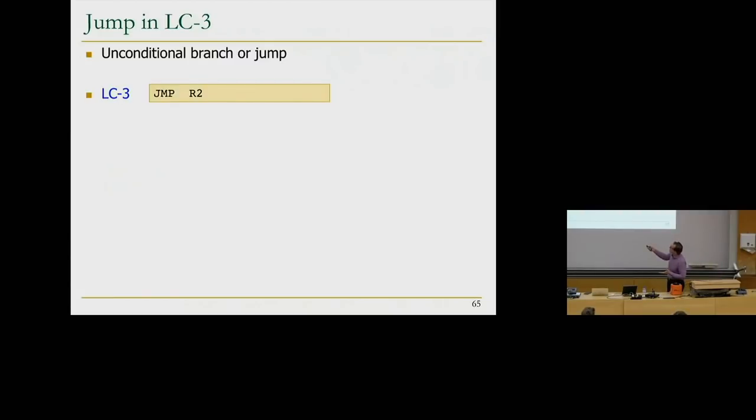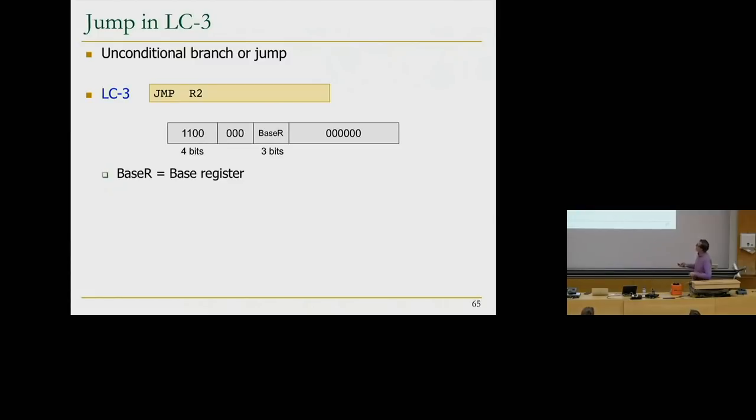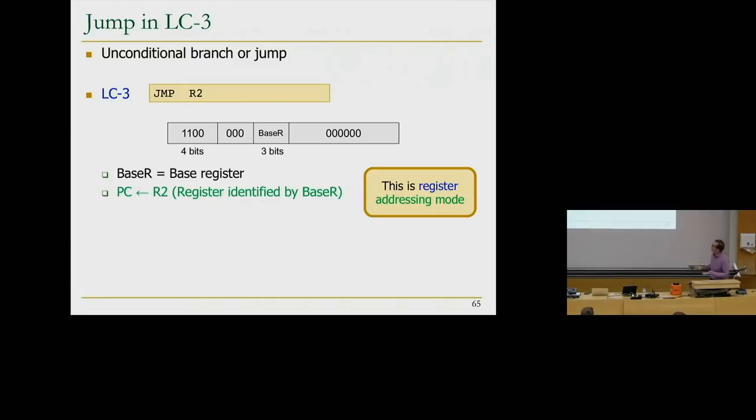So this is one example. Jump to the location that's specified by register 2. Register 2 has a 16-bit address in LC3. Jump to that memory location. This is called jump register. This is a register addressing mode. This is the encoding, as you can see. The opcode is 1100. So that's basically it. I already said this. It's called the register addressing mode.